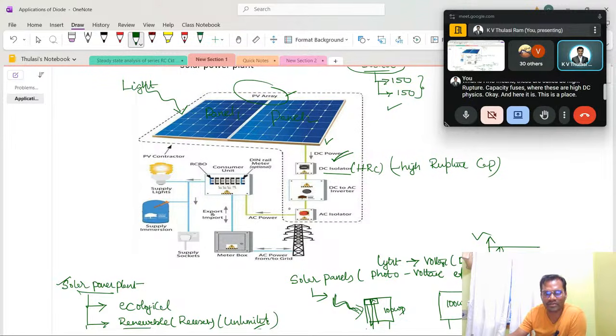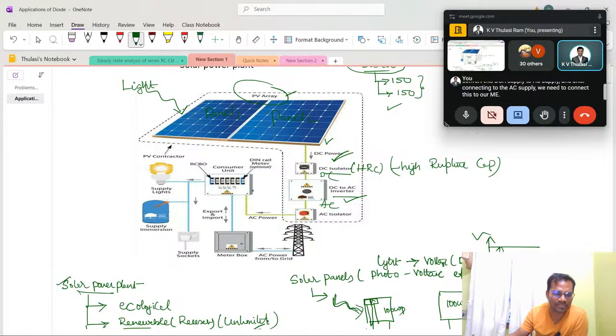In our home we have AC supply: the bulb is AC supply, the AC is AC supply, and the geyser is AC supply. But we need to convert this DC supply into AC supply suitable for our home. This is done by a component called an inverter. The inverter converts the DC supply to AC supply, and after that we need to connect this to our meter.